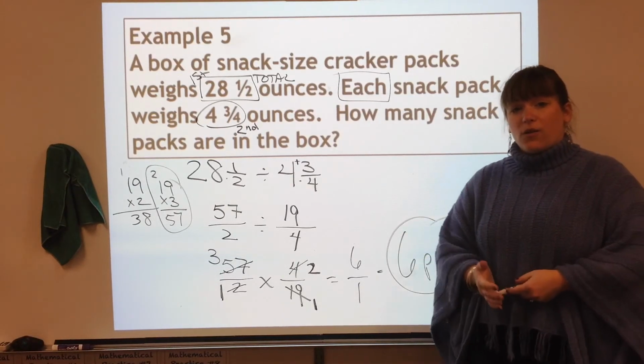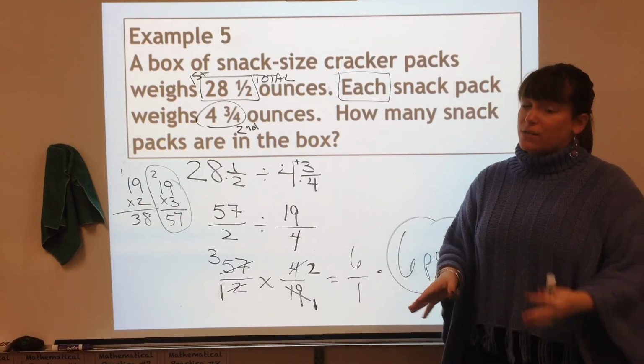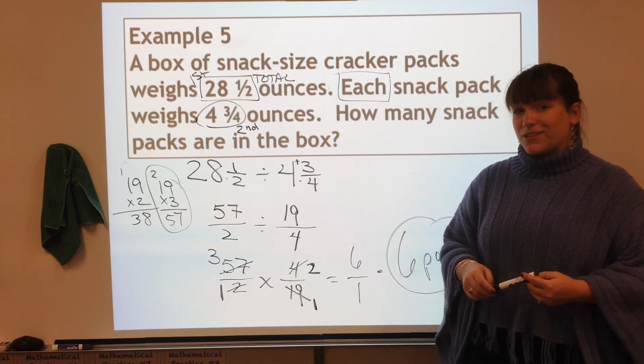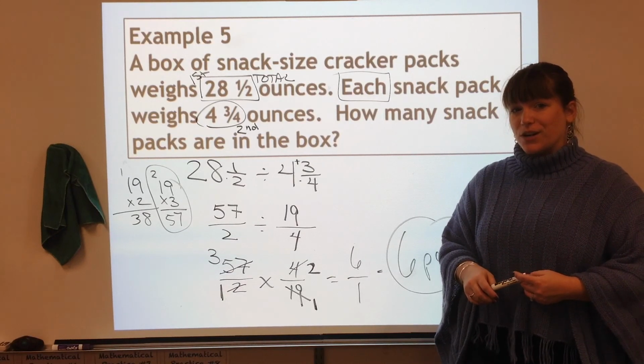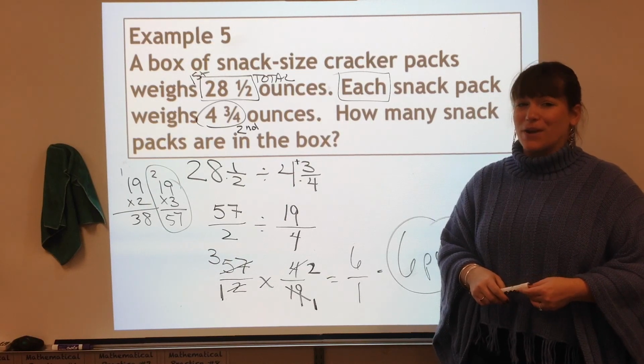So those are some examples of word problems and just straight division of mixed numbers. We will practice this for a couple of days to get used to how to work out these kinds of problems. I'll see you tomorrow where we will be practicing all day.